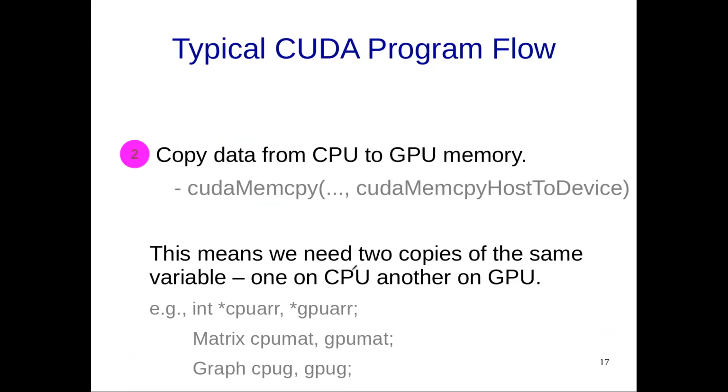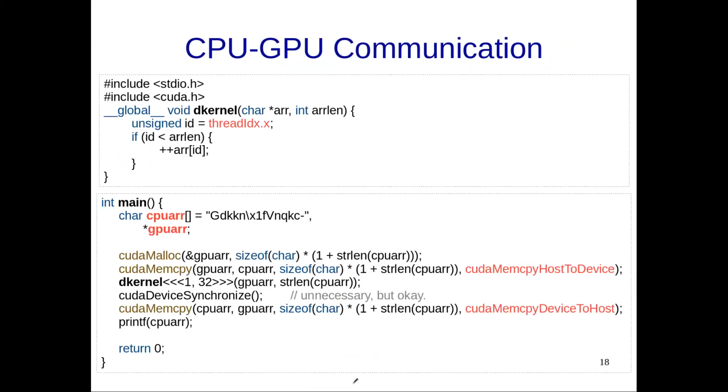Typically, because of this CUDA memcopy, you will see that your codes might have two copies of the same variable. For example, we had A and DA. Similarly, you can have CPU array and GPU array, CPU matrix and GPU matrix, CPU graph and GPU graph, and so on. This is what you will typically see in several CUDA programs. That happens because of the separate CPU and GPU memories.